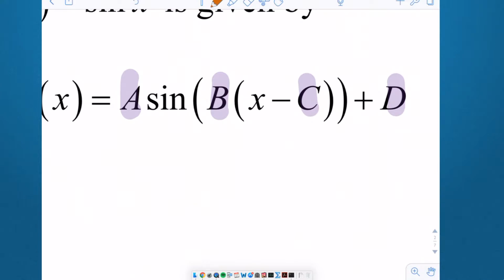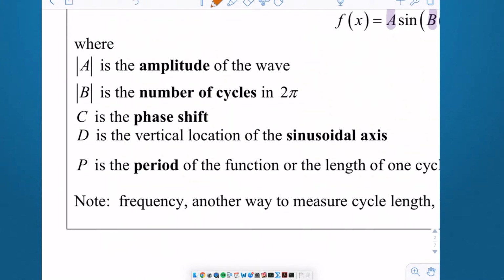The pitch, which we know is affected by the frequency, wavelength, or period, right? So that will affect the period. But B itself tells you something unique for a sine wave. The absolute value, because B could be negative, gives you the number of cycles in 2 pi. B does not give you the period. It affects the period, but what it does give you is the number of cycles in 2 pi.